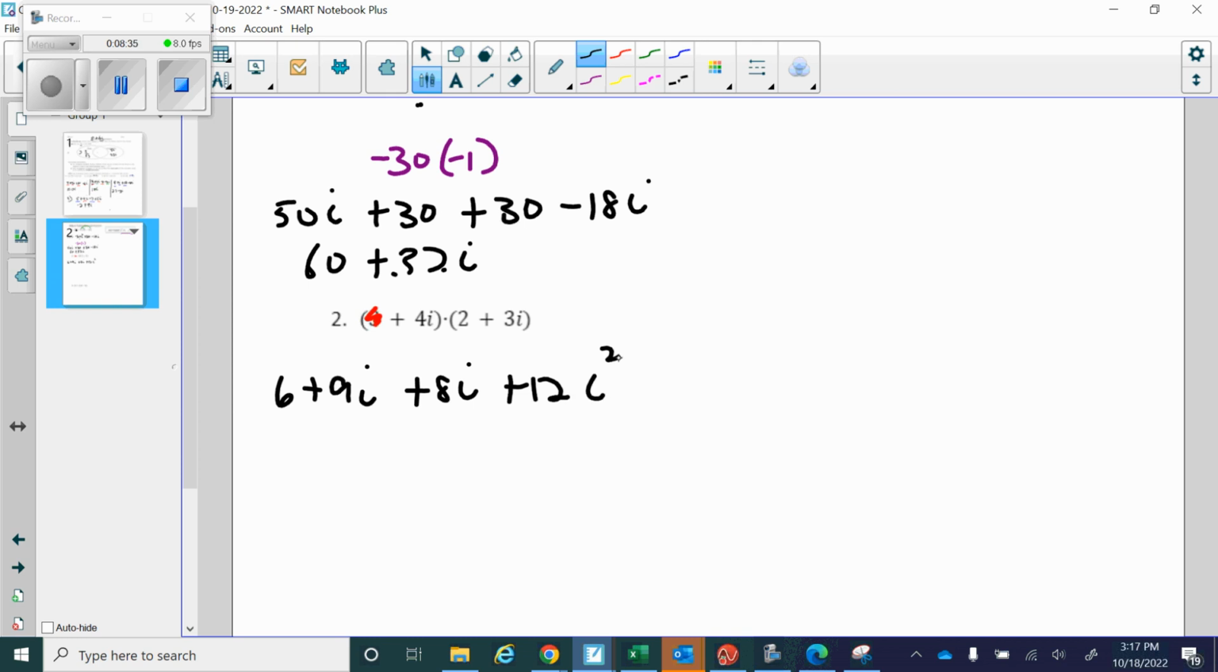All right. Now i squared is -1, so I'm going to have -1 times the positive 12 gives me a -12. You can understand that i squared is -1. -1 times 12 is -12. And then I'm going to have a plus 8i, a plus 9i, and the 6. Combine like terms. 6 minus 12 is -6. And 9i and 8i is 17i. That gives me -6 plus 17i. And then see the last one coming up.